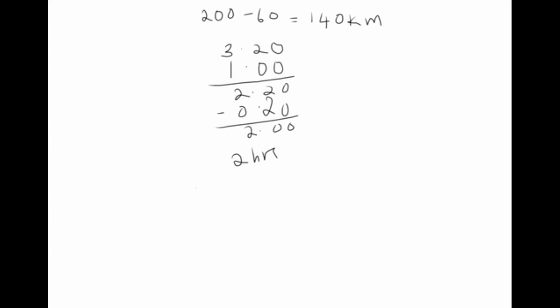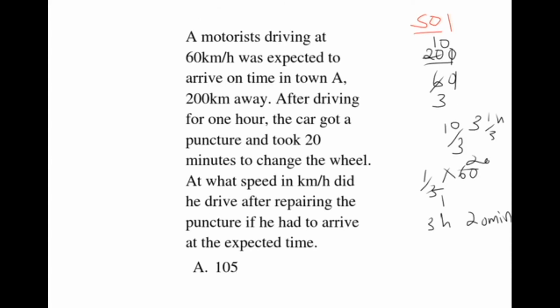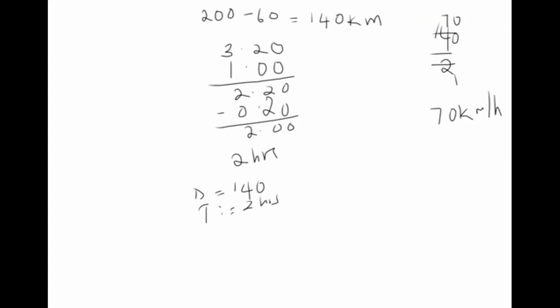The distance is 140. The time is 2 hours. Therefore, the speed is 140 divided by 2, which is 70 kilometers per hour. Therefore, our correct choice is C.